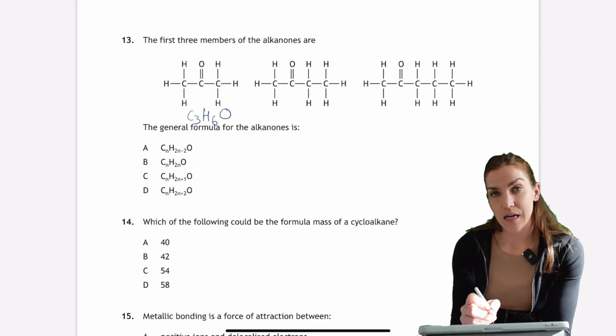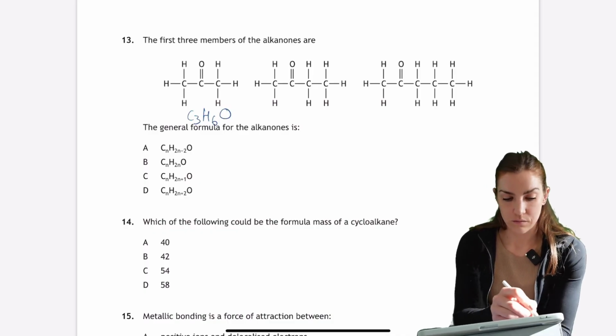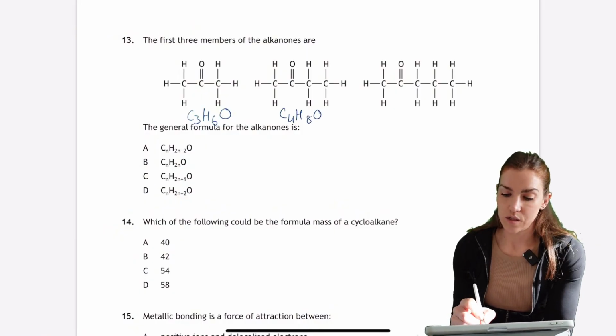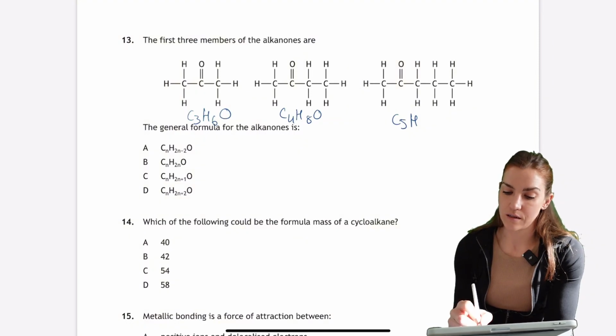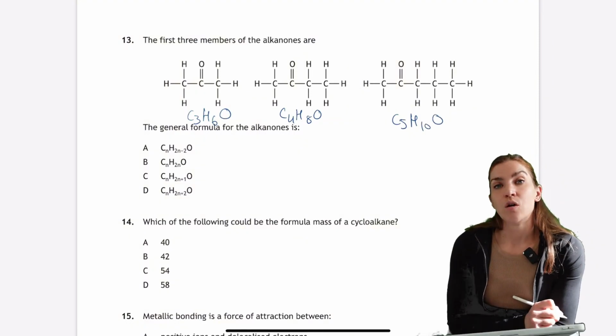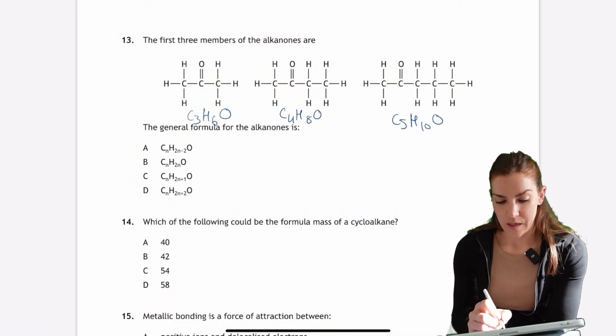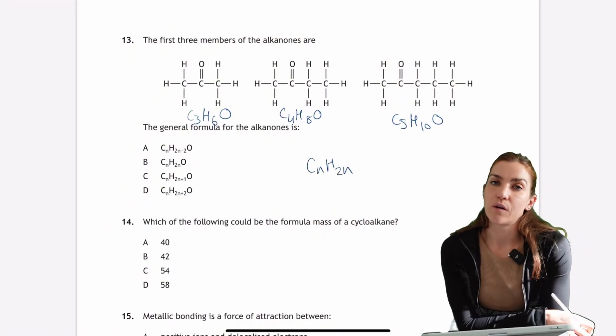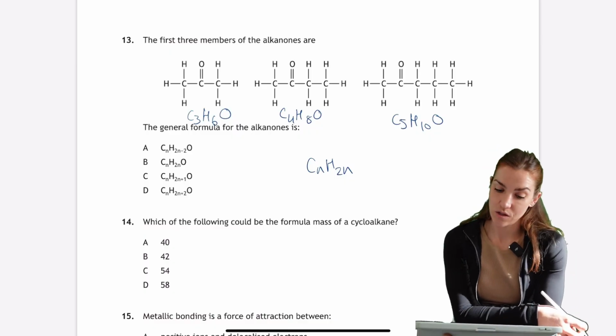C3H6O. Then the next one is C4H8O, and then we've got C5H10O. All of the general formulas will start with the basis of CnH2n, and then we just need to see how or if we need to modify the numbers of hydrogens to fit.